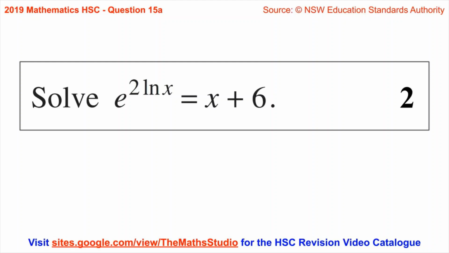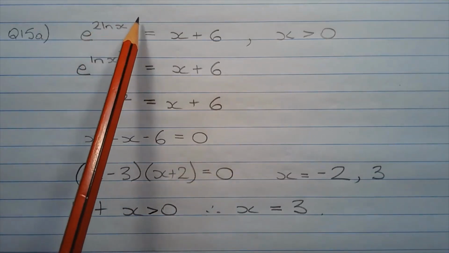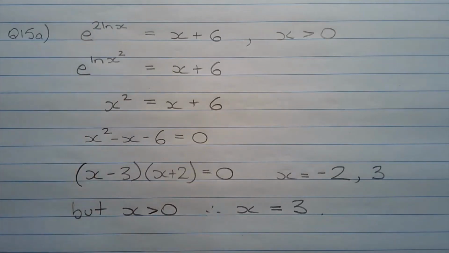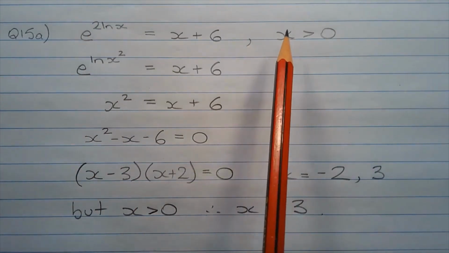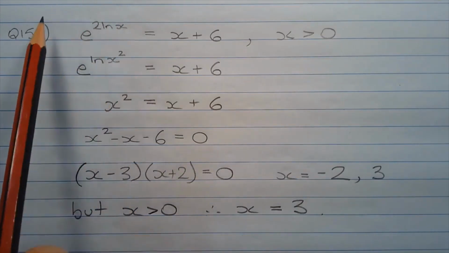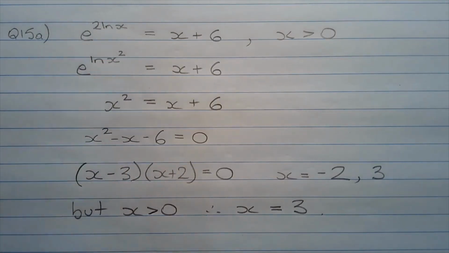Question 15a. Solve e to the power of 2 ln x equals x plus 6. The first thing to note in the equation is that only positive solutions are possible, and that's because of the term containing ln x on the left-hand side. ln x, or the natural logarithm of x, is defined for positive values of x only, and that's why x is greater than 0. Now the next step is to change the form of the left-hand side in such a way that we can eliminate the e and the ln, since they are inverse operations.